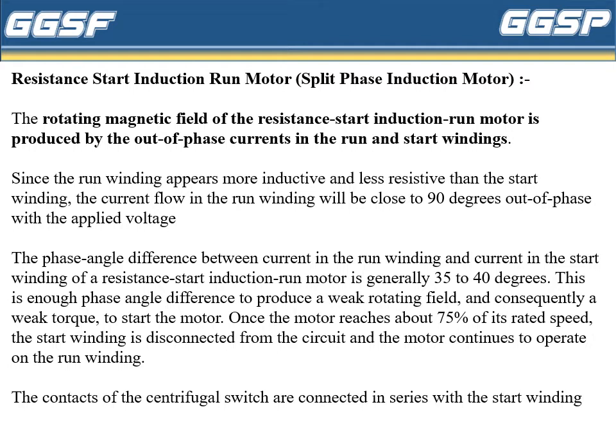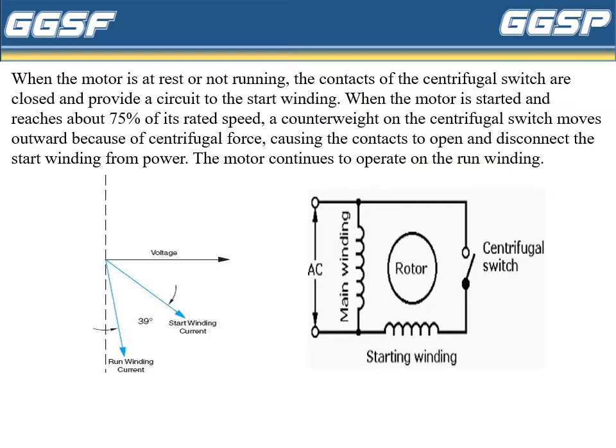This is enough phase angle difference to produce a weak rotating field and consequently a weak torque to start the motor. Once the motor reaches about 75% of its rated speed, the starting winding is disconnected from the circuit and the motor continues to operate on the running winding. The contacts of the centrifugal switch are connected in series with the starting winding. When the motor is at rest or not running, the contacts of the centrifugal switch are closed and provide a circuit to the starting winding.